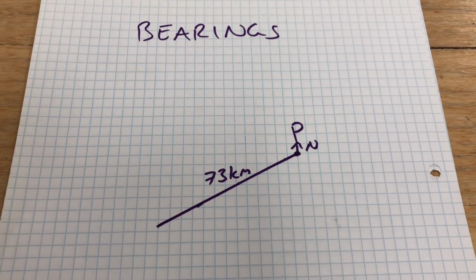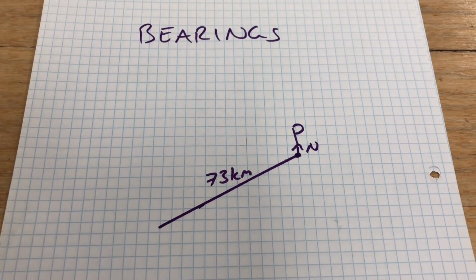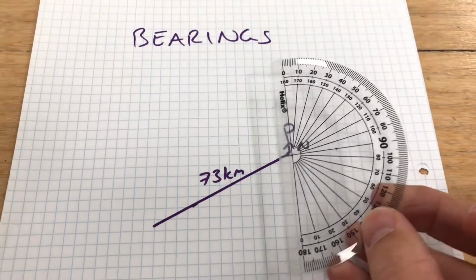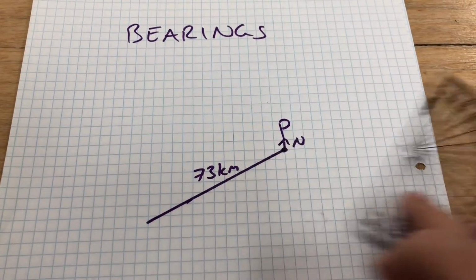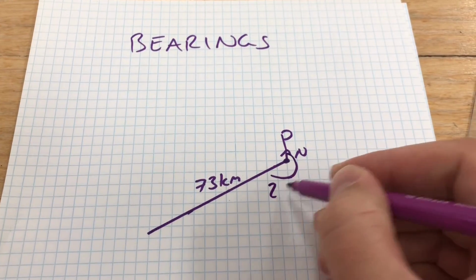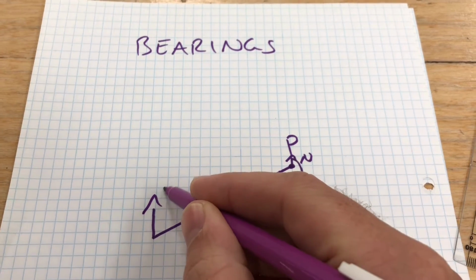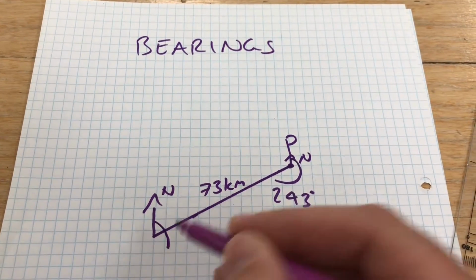What is the question? A search and rescue team travels 73 kilometers on a bearing of 243 degrees. They then need to go a further 2 kilometers in the direction 153 degrees to reach the missing vessel. How far away was the vessel, and what initial direction would have led the team straight to the vessel?